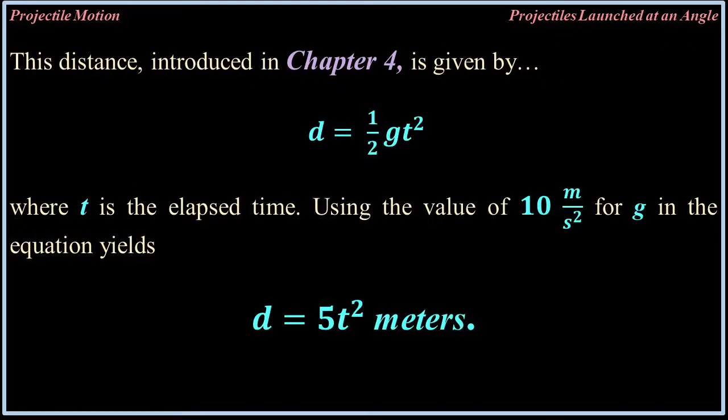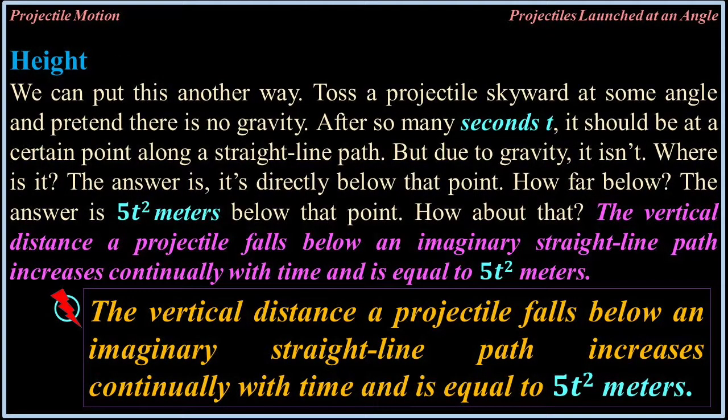This distance, introduced in Chapter 4, is given by d equals 1/2 gt squared, where t is the elapsed time. Using the value of 10 meters per second squared for g in the equation yields d equals 5t squared meters. Height. We can put this another way.